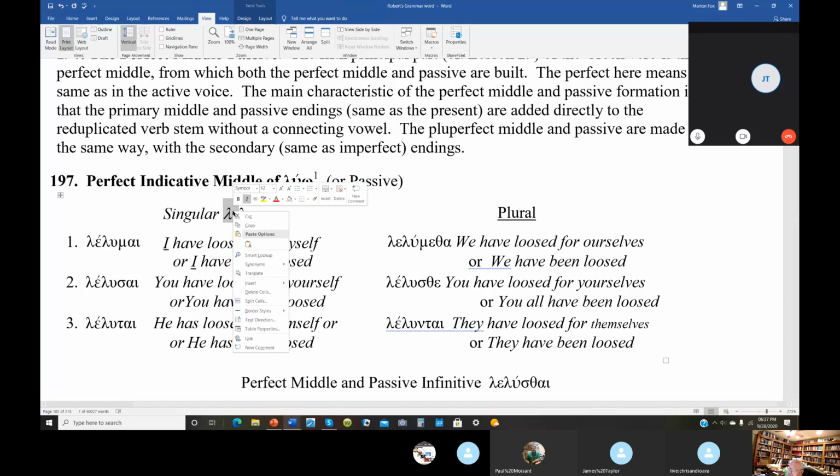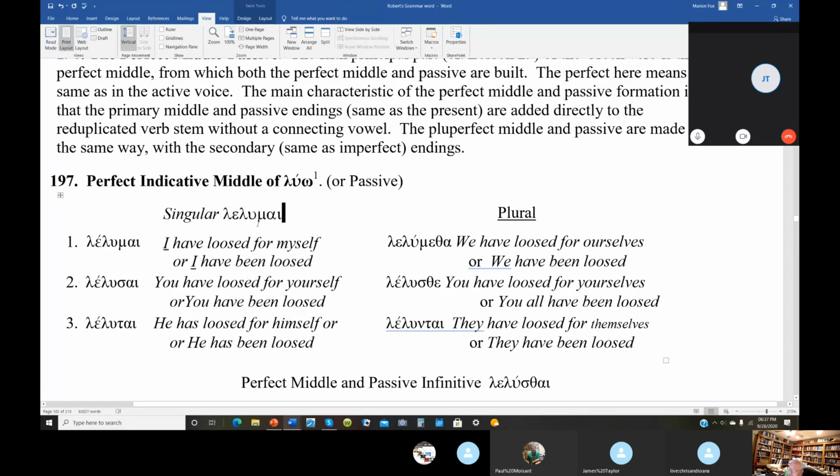All right. Any questions? That's how we did it. Now, if we want to make it second person, we just change the my to a sigma. If we want to make it third person, we change that to tau iota. Are there questions? See how it works? Pretty simple.